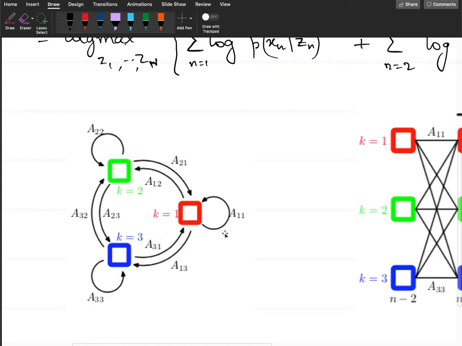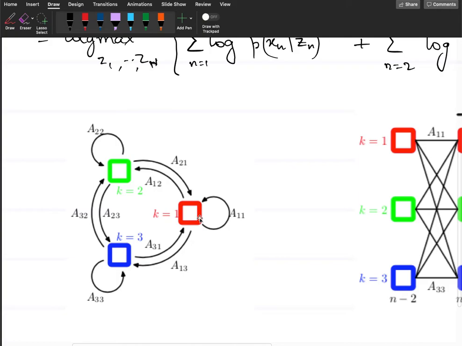So let us say you are sitting in some particular state. You have to first emit something, then make a transition, emit something, make a transition, emit something, make a transition, emit something. This is the general trend.